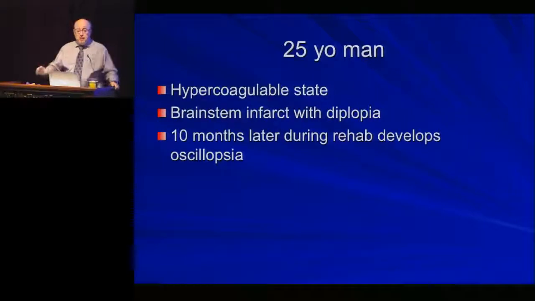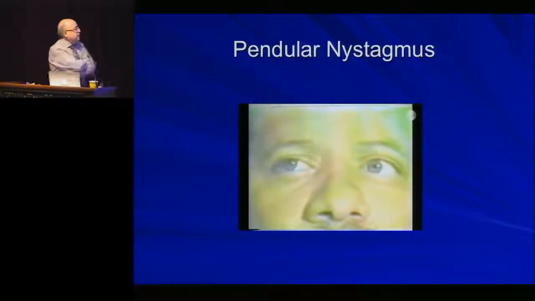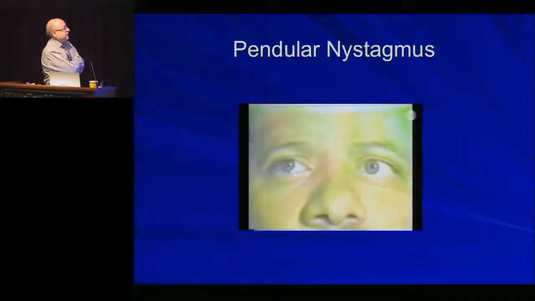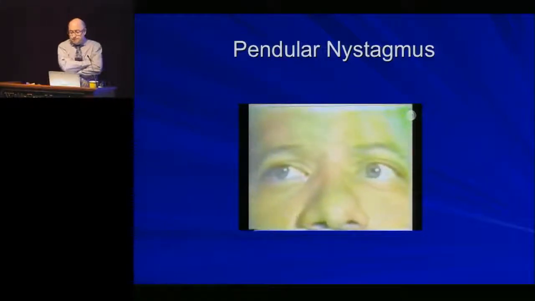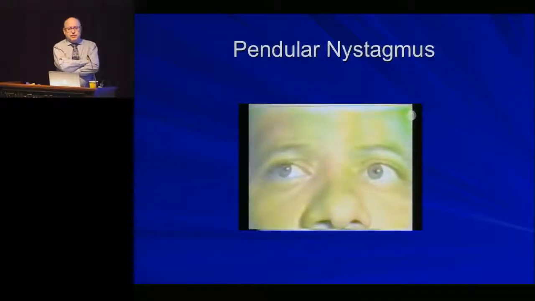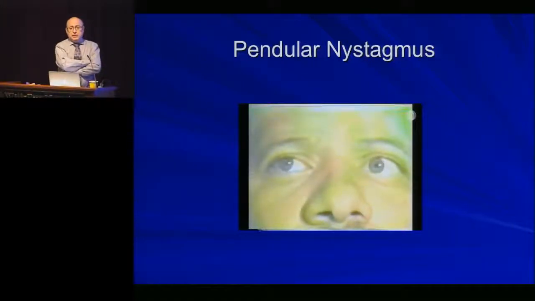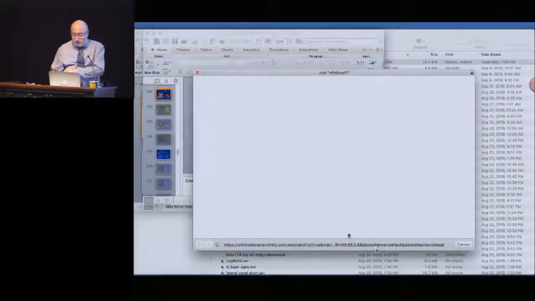Here's another patient, a 25-year-old man, has a hypercoagulable state and gets a brainstem infarct and has double vision. But 10 months later, while he's in rehab, he develops oscillopsia, and he's got pendular nystagmus. Okay? You see it's a little bit disconjugate, but it's a combination of horizontal and vertical, and it doesn't have any fast component. So what do we worry about when someone develops nystagmus 10 months after a prior stroke in the brainstem? Do we worry about another stroke? So that's typically what people worry about. But this is not another stroke.